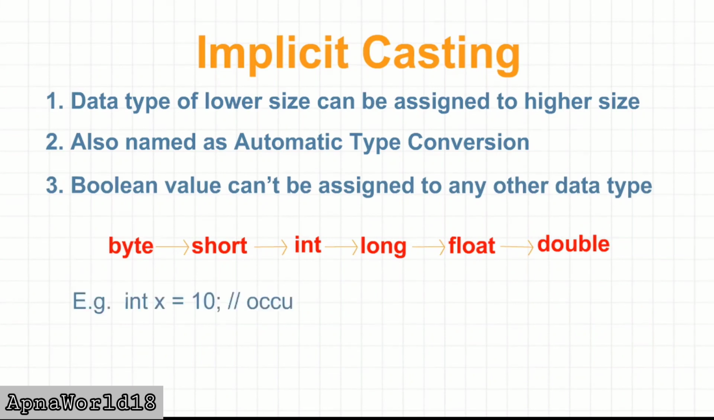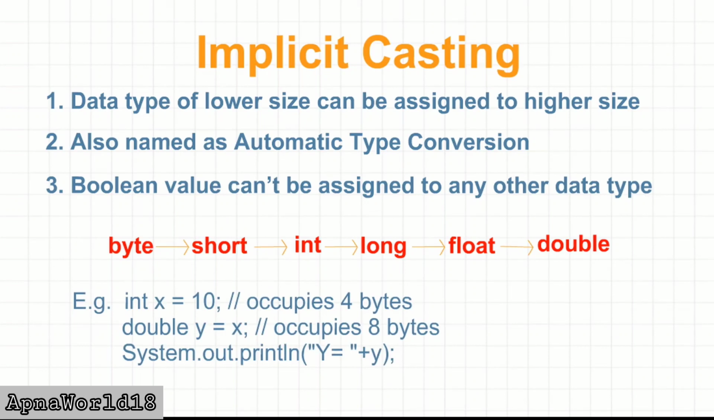So in the short example over here, we have an integer value of 10 which is assigned to a double, which occupies 8 bytes. Now when we print the number, you will see that instead of 10, it prints 10.0.